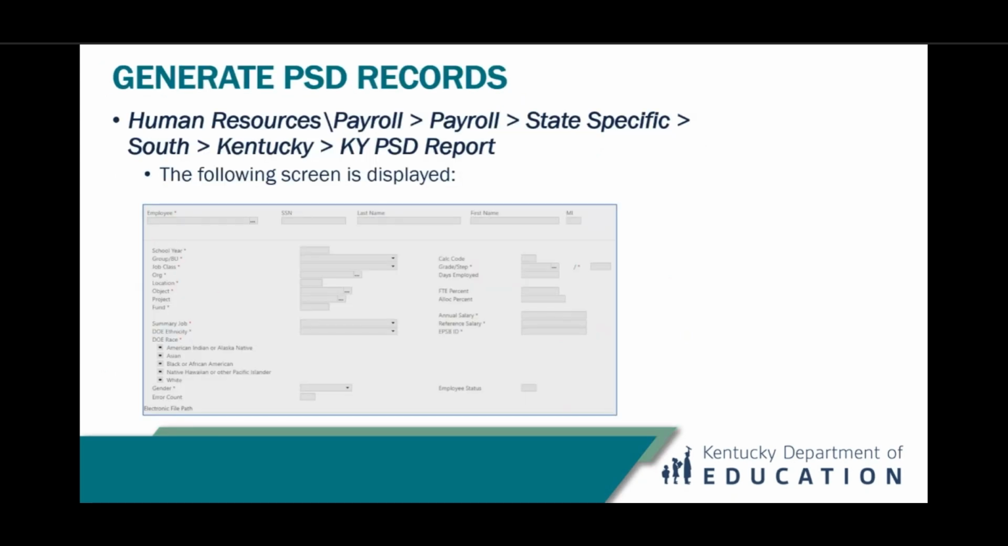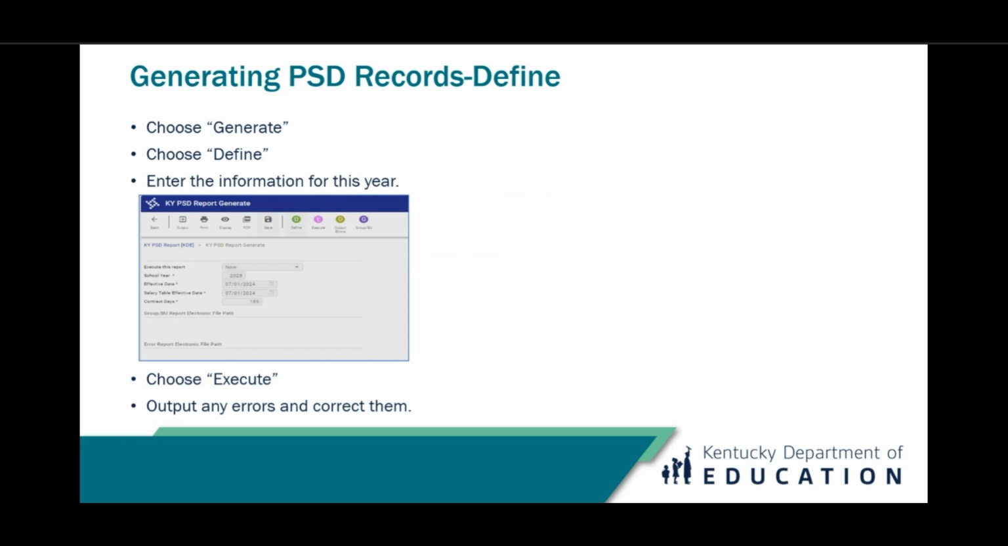So generating your actual PSD records follows the same path. The following screen is displayed. You'll choose Generate and then choose Define and enter the information for this year. You'll choose Execute and output any errors and correct those at that point.